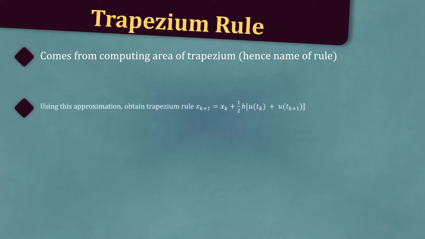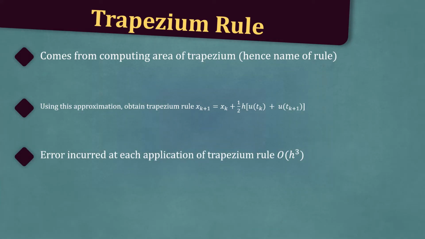Using this approximation, we obtain the trapezium rule: x of tk+1 is equal to x of k plus a half h times u of tk plus u of tk+1. The error incurred at each application of the trapezium rule is of the order h cubed.